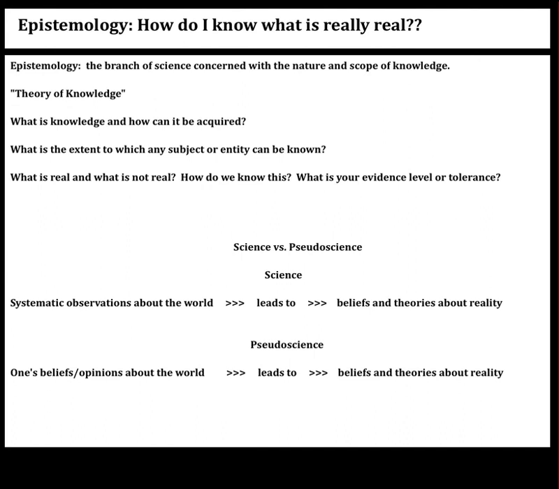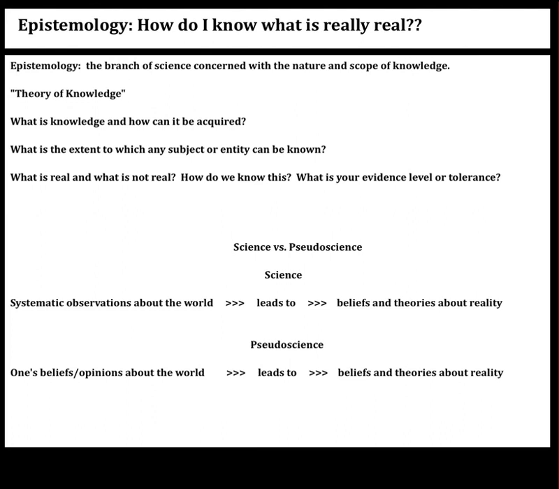And as I had mentioned, epistemology is the branch of science concerned with the nature and scope of knowledge, and it's the theory of knowledge. And we're interested in what is knowledge and how can it be acquired? What is the extent to which any subject or entity can be known? What is real and what is not real? And how do we know this? And what is our evidence level?